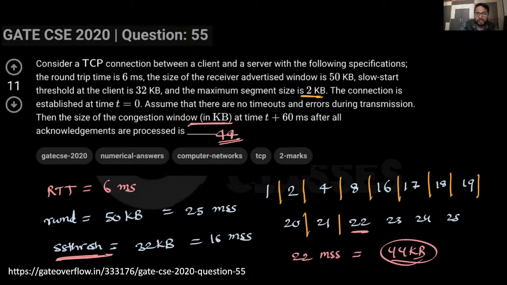They have given the initial threshold, but by chance if they do not give you the initial threshold, then you should not limit yourself. You just keep on incrementing. After 16, you would directly go to 32, but you cannot go to 32 because the receiver window size is just 25 MSS. So after 16 you will directly go to 25.